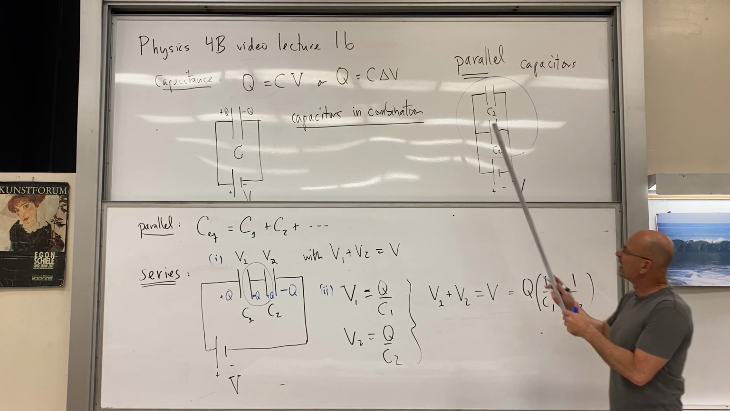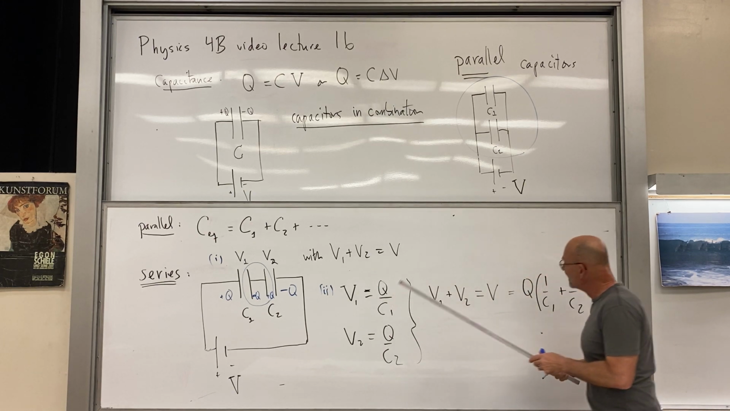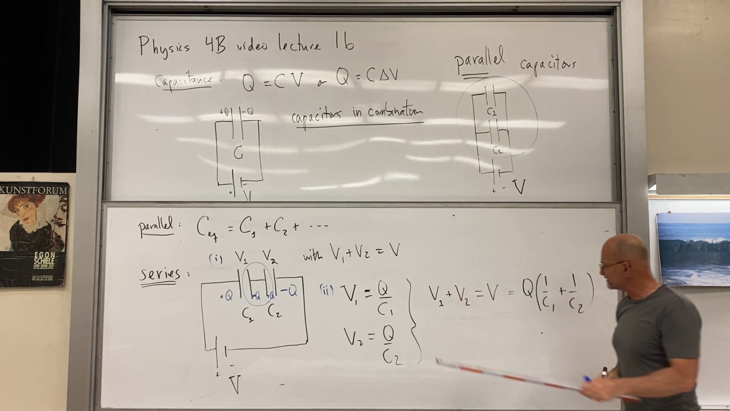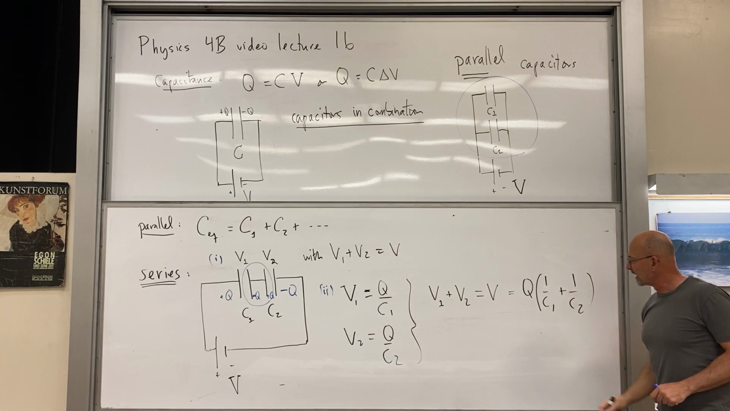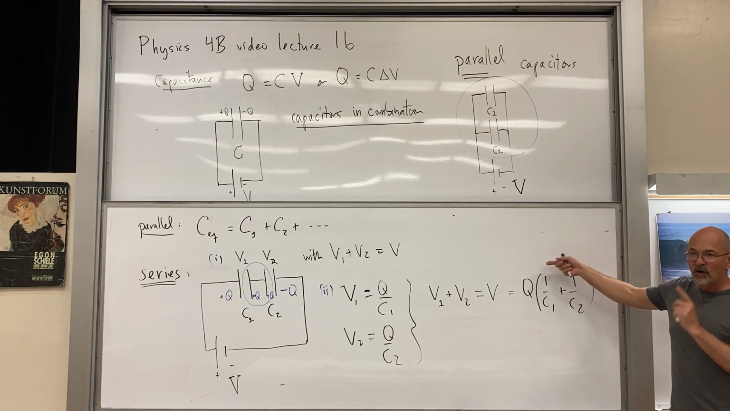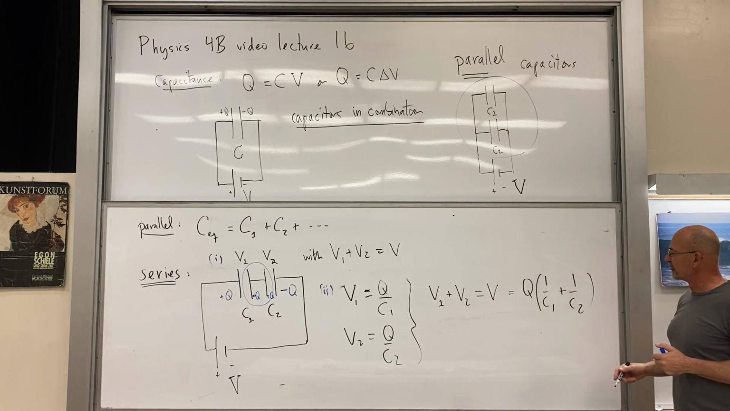And now look at our definition. Generally speaking, Q is C equivalent times V. Okay. And so 1 over the equivalent capacitance is going to be the sum of these reciprocals right here.